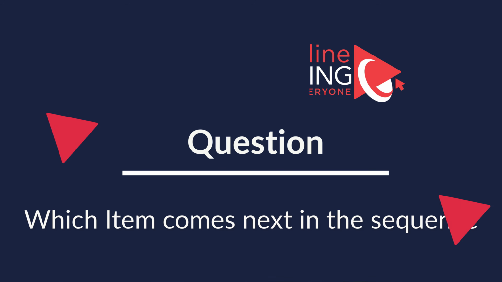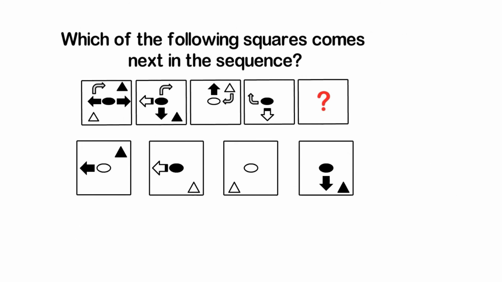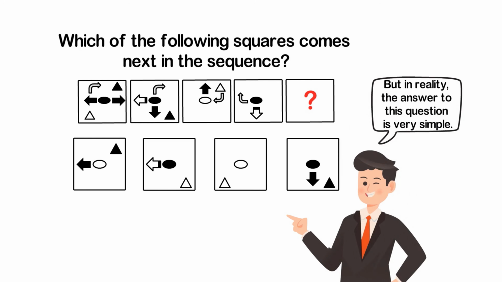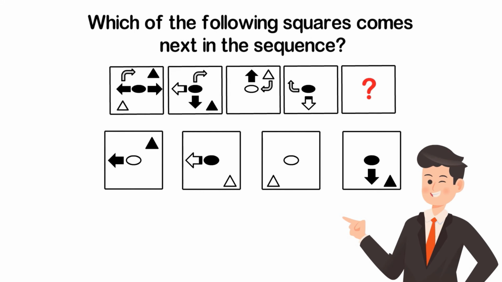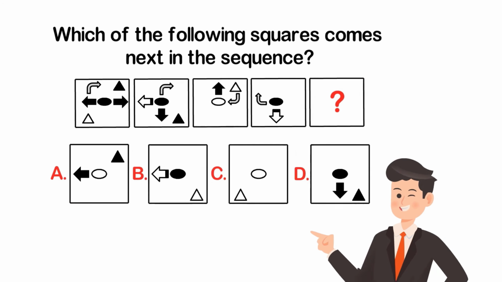Here's a question that on the surface seems very, very hard to solve. But in reality, the answer is very simple. You're presented with 5 different squares. Squares 1 through 4 have shapes inside, and you need to determine the missing square 5. You're presented with 4 different choices: A, B, C, and D.